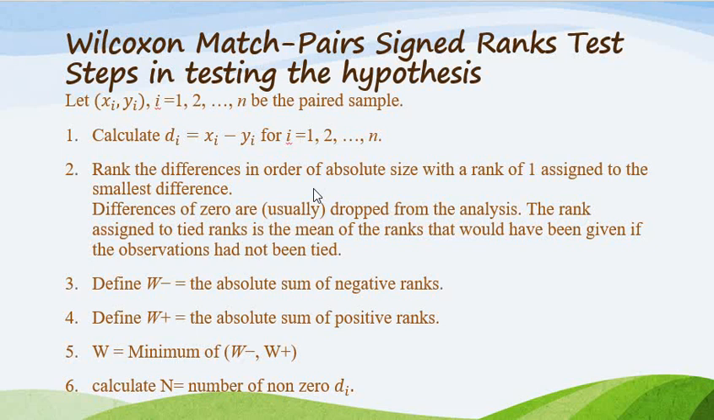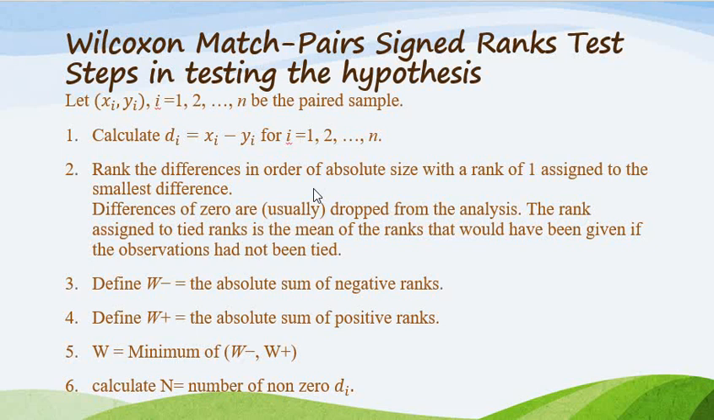And after ranking the observations, we assign the same sign as that of di. So if a rank belongs to a negative di, it is given a negative sign, and if a rank belongs to a positive di, it is given a plus sign. The sums of the negative ranks and the positive ranks are calculated separately. First we calculate the sum which has a negative sign, and then the sum which has a positive sign. And we define W minus as the absolute value of the negative sum.